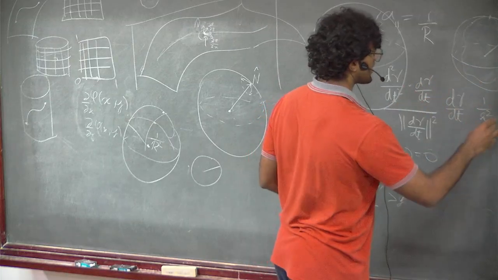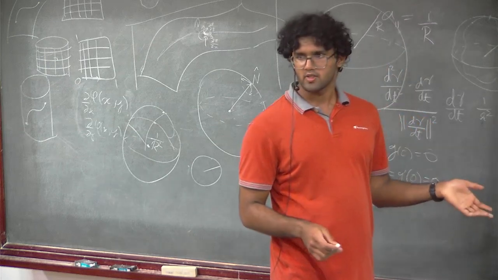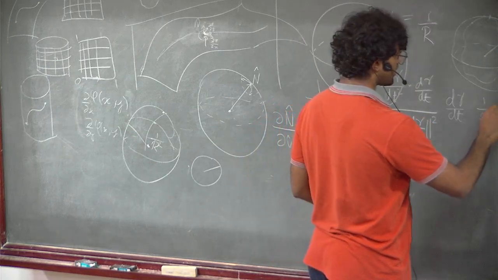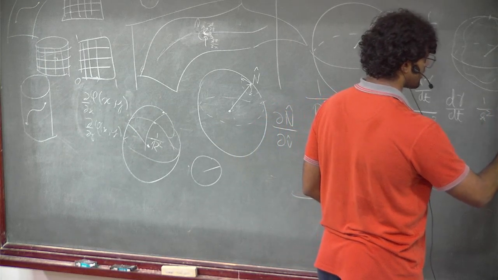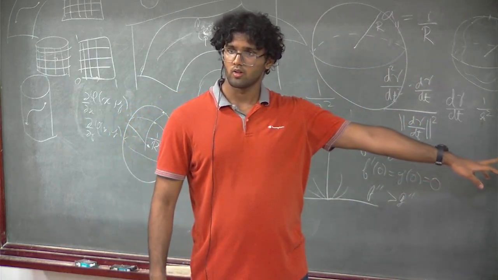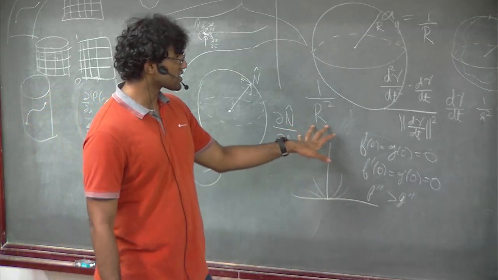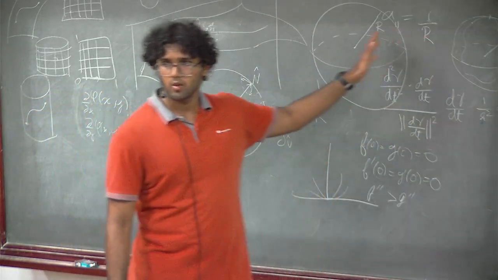Say this one has radius r prime. I know that r prime is less than r. So in particular, 1 over r square is less than 1 over r prime square. So the inequality still holds. This is still a smaller number than this. So this is not possible.